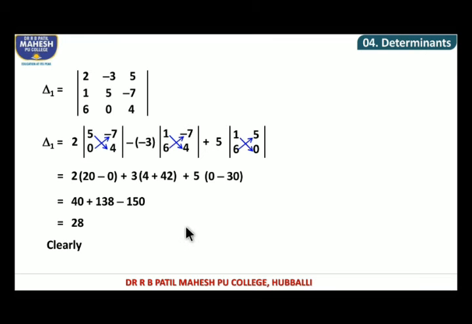Therefore clearly we have delta 1 is equal to minus delta, because the value of delta is minus 28 but the value of delta 1 is 28. Here the signs are opposite, hence property 2 is verified. So students, similarly we go for one more property, number 3.